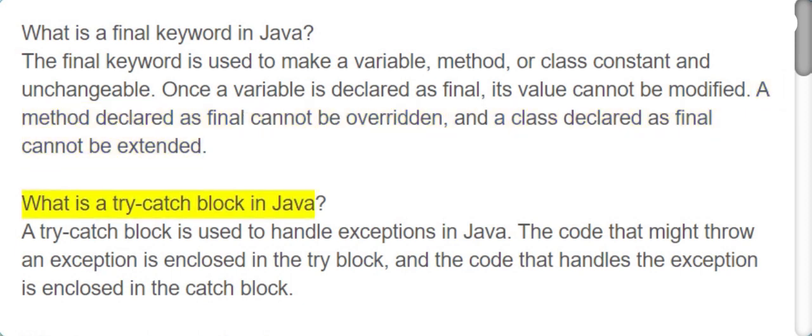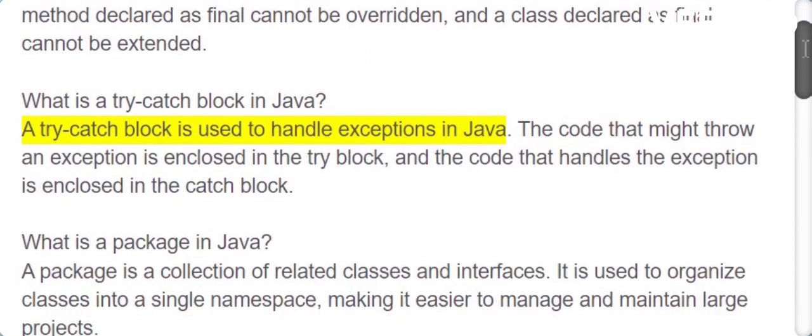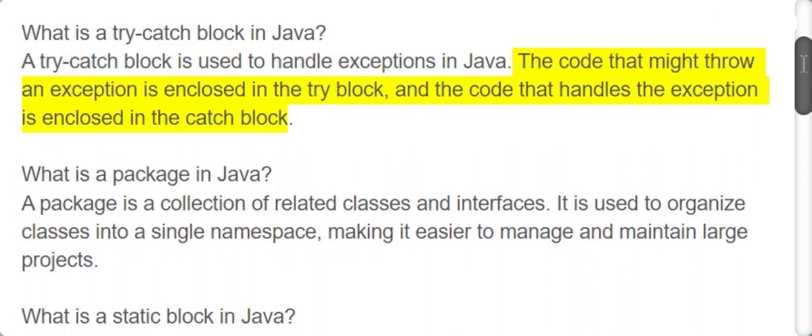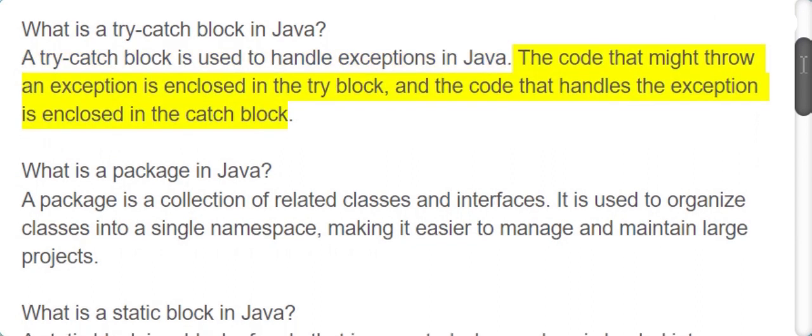What is a try-catch block in Java? A try-catch block is used to handle exceptions in Java. The code that might throw an exception is enclosed in the try block, and the code that handles the exception is enclosed in the catch block.